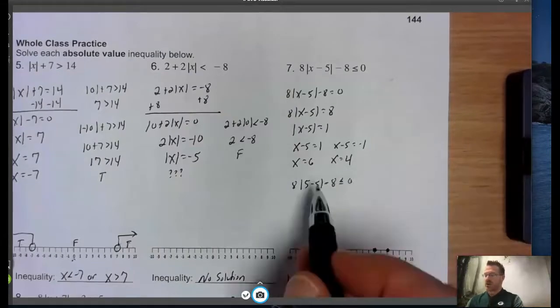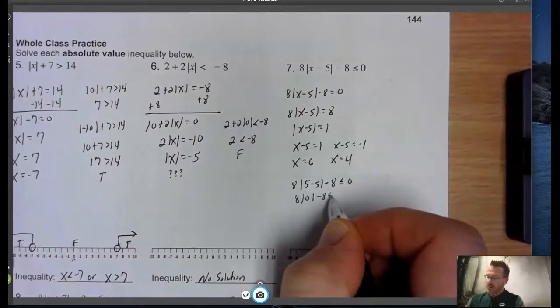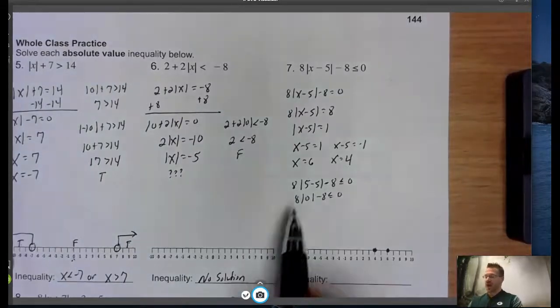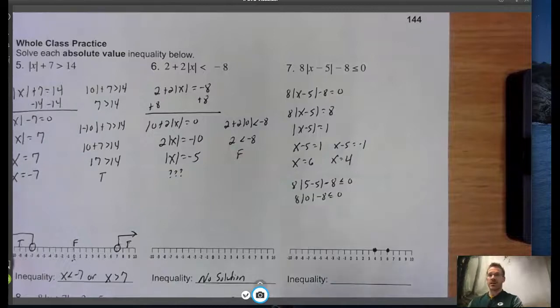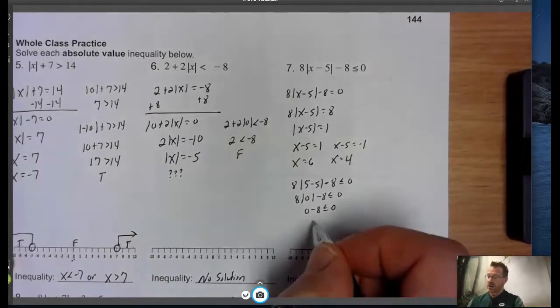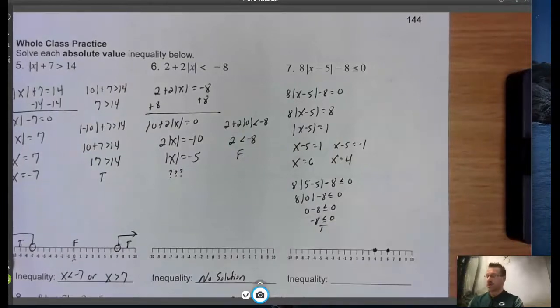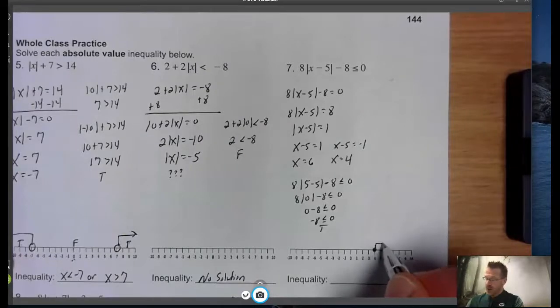is less than or equal to 0. So the absolute value here we're going to get is going to be 0, because 5 minus 5 is 0. Absolute value of 0 is 0. 0 times 8 is 0. So I get 0 minus 8 is less than or equal to 0. So I get negative 8 is less than or equal to 0, which is true. So we definitely want that middle, right?